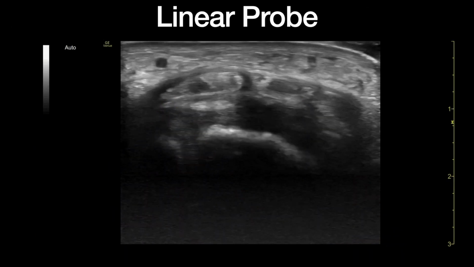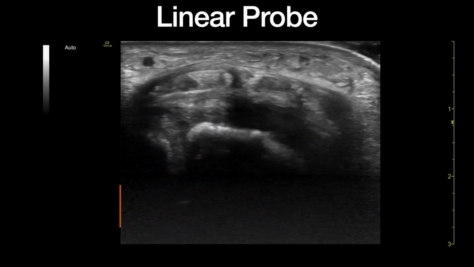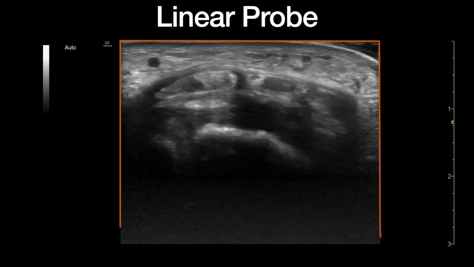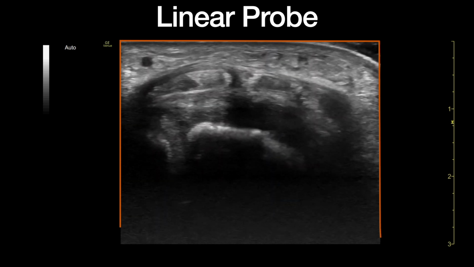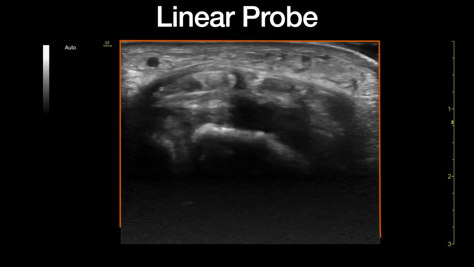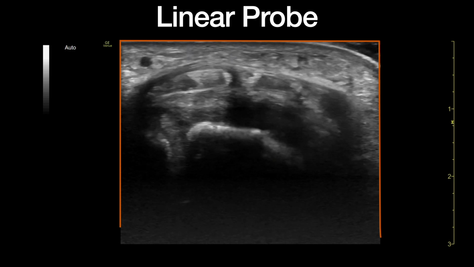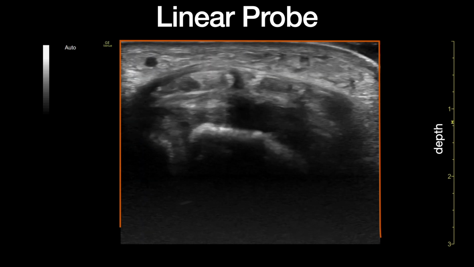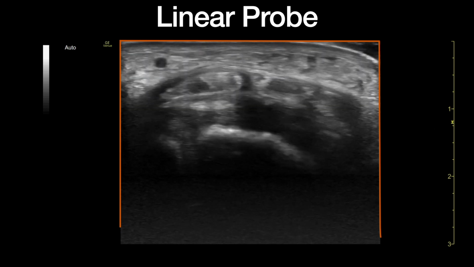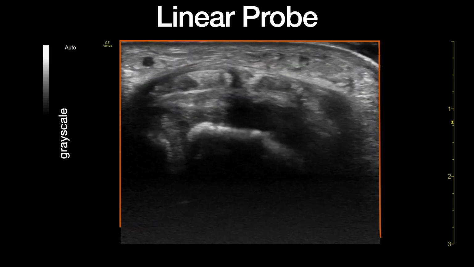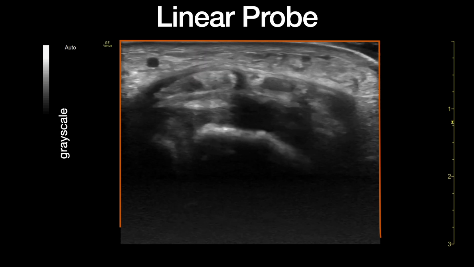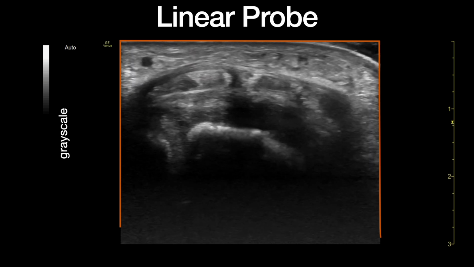Then we have the linear probe. The linear probe, you can see that it appears as a square. This is a very important thing. It appears like a square. And again, here we have the depth, and here we have the grayscale. This is a grayscale or a 2D image.